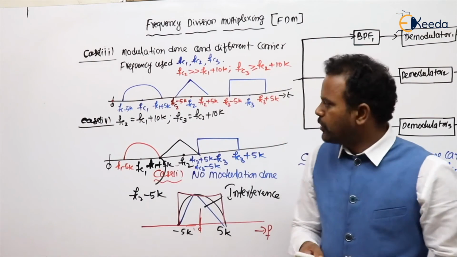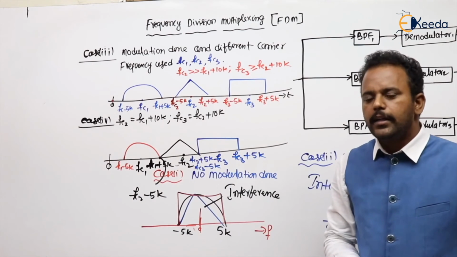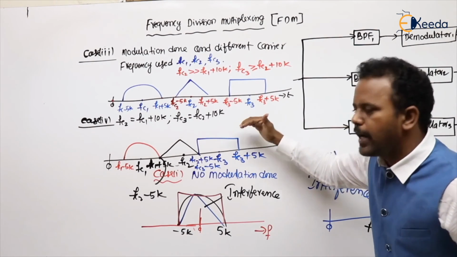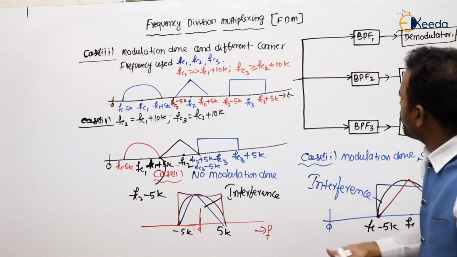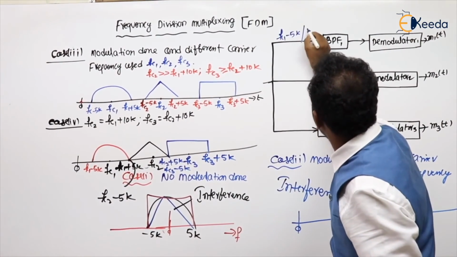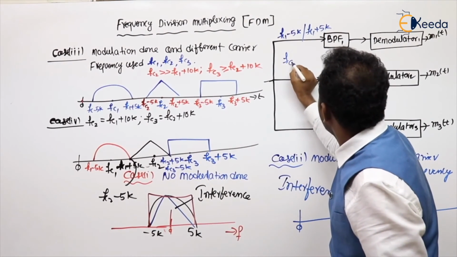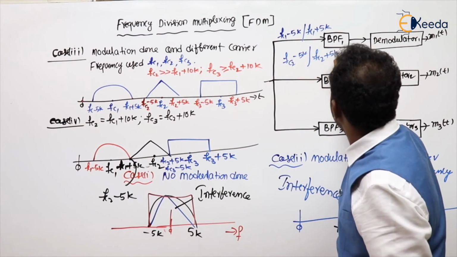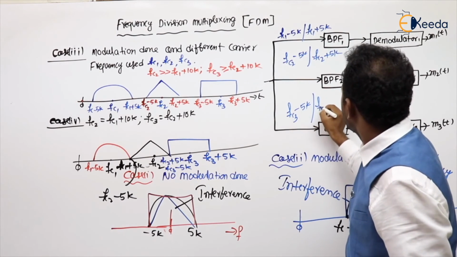Even if you see the fourth case also, is there any interference effect, sir? There is no interference effect. So, I am using the fourth case and I am transmitting. Coming to the bandpass filters, first bandpass filter where to where I have to design? FC1 minus 5K to FC1 plus 5K. Like the second one, FC2 minus 5K to FC2 plus 5K. Like the third one, FC3 minus 5K to FC3 plus 5K.